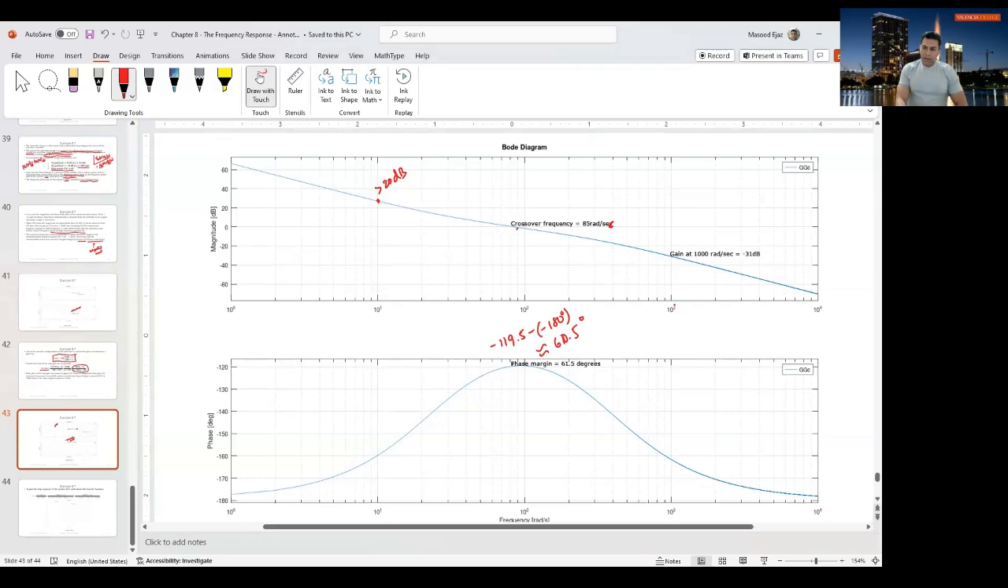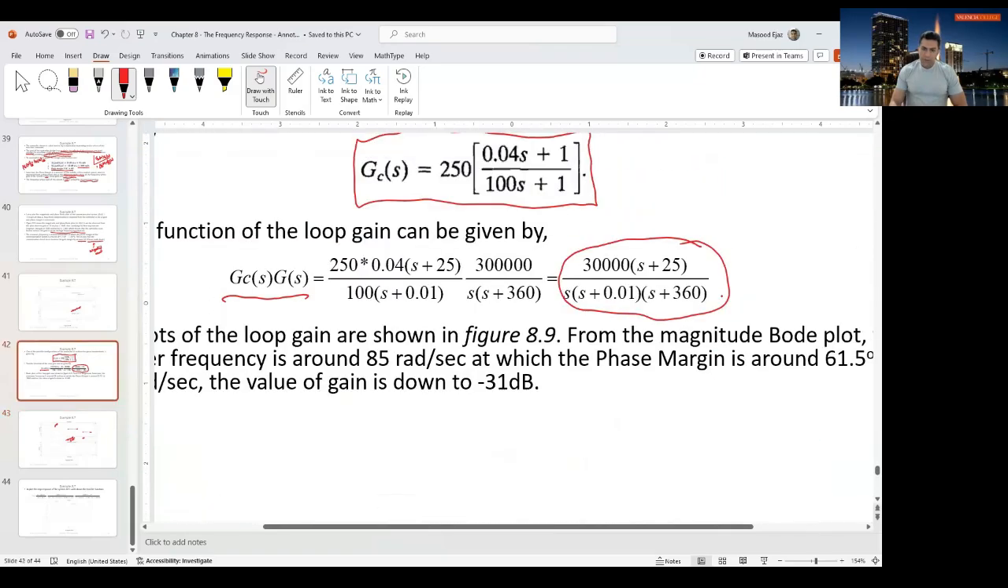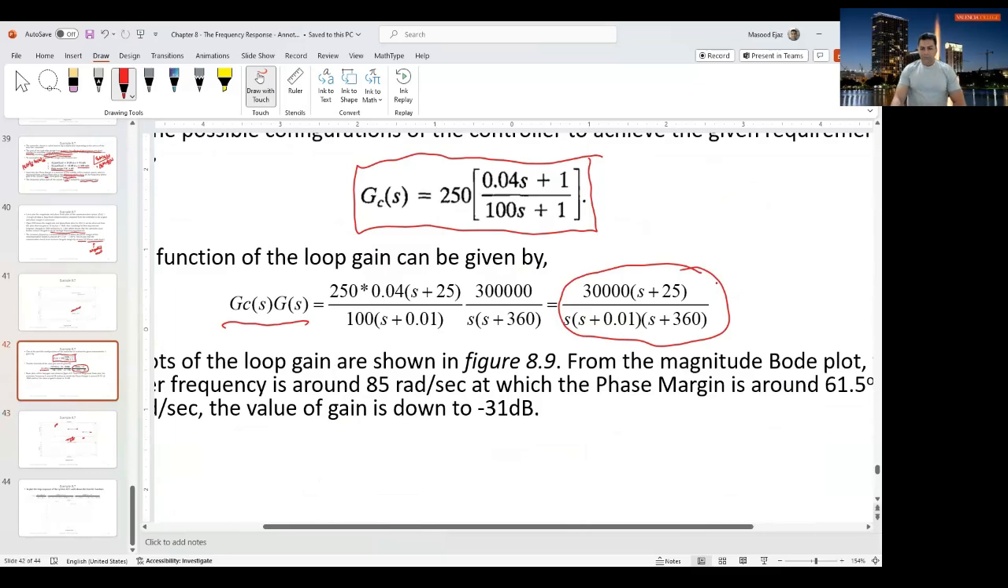And finally, if you look at 1000 radian per second, our gain was supposed to be less than negative 20 decibel. And at that time, the gain value is approximately negative 31 decibel. So this transfer function for the controller does satisfy all three conditions.